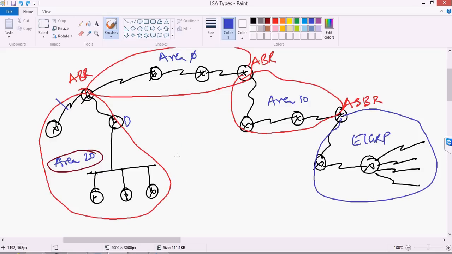So now coming to LSA3, the third option. LSA1 we have seen, and LSA2 we have also seen. LSA2 is the same, and the only difference is that the DR sends the update to the others. Generally we call it LSA2.